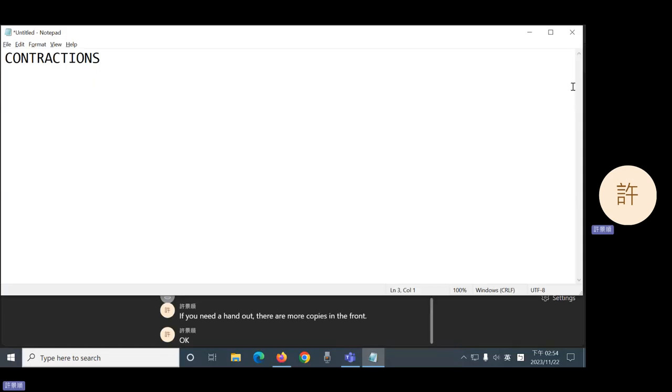Okay, today we're talking about contractions, possessives, and quantifiers. So let's start with the easy stuff, contractions.